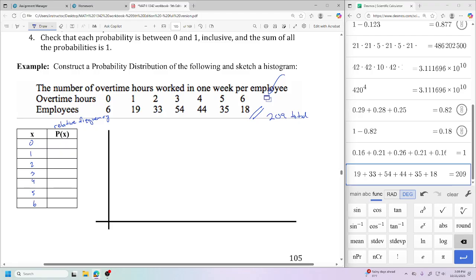So far, so good? So then to find relative frequency, or again, probability, I'm going to do selected over total. 6 divided by 209. What's going to be the next fraction that I have? The 19 over 209. Yep, exactly. No, you're good. I completely understand. 33 over 209 and all the way down here.